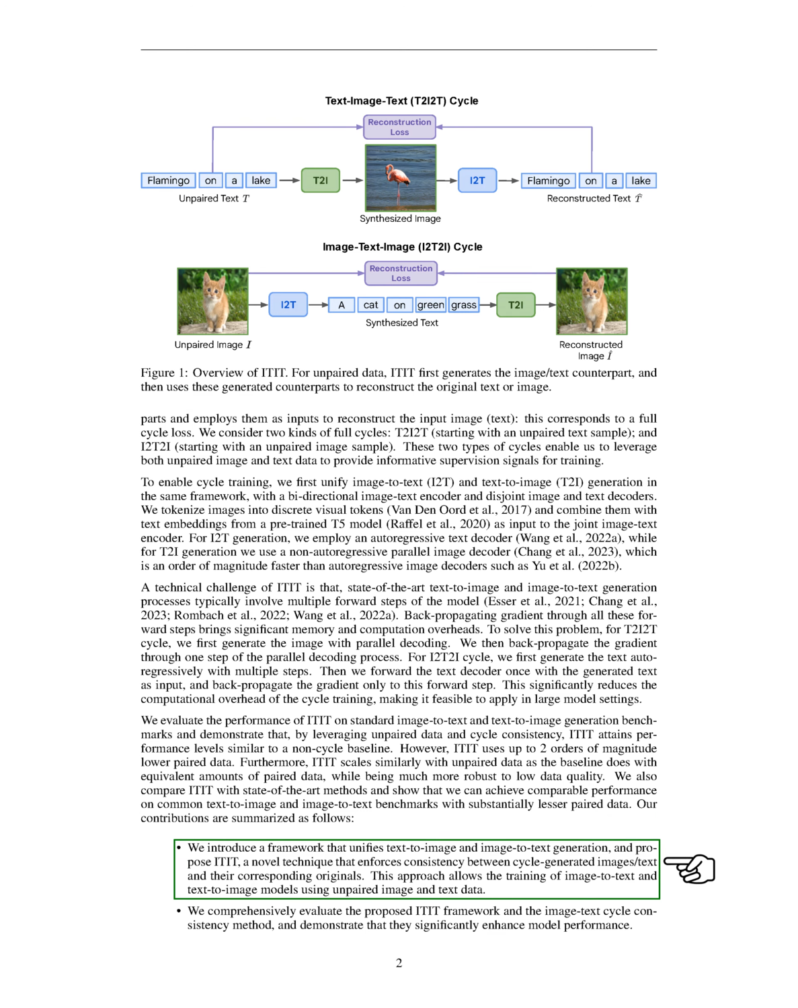In summary, our contributions are as follows. 1. We introduce a framework that unifies text-to-image and image-to-text generation, and propose ITIT, a novel technique that enforces consistency between cycle-generated images, text, and their corresponding originals. This approach allows the training of image-to-text and text-to-image models using unpaired image and text data. 2. We comprehensively evaluate the proposed ITIT framework and the image-text cycle consistency method, and demonstrate that they significantly enhance model performance. 3. We show that ITIT can achieve performance on par with state-of-the-art methods on common text-to-image and image-to-text benchmarks with much less paired data.